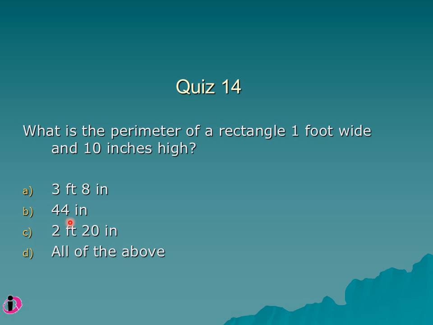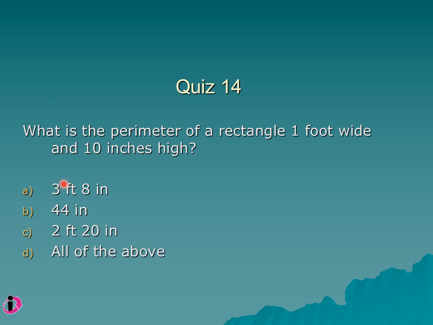What is the perimeter of a rectangle, 1 feet width and 10 inch high? Now in this case, be careful about the units, because the first one is given in foot, second one is given in inch. You have to have everything in same unit, right? So 1 feet is actually 12 inch. So you have actually 12 inch here. So 2 times 12 plus 2 times 10, which makes it 44 inch.